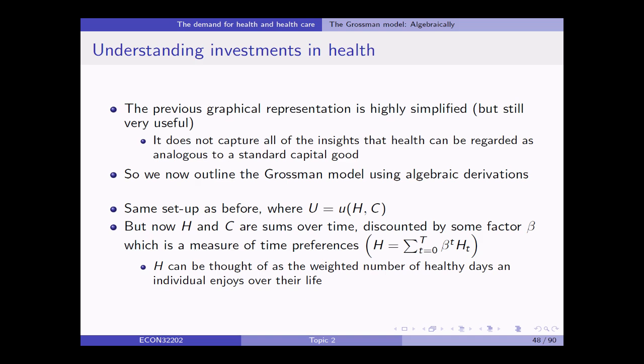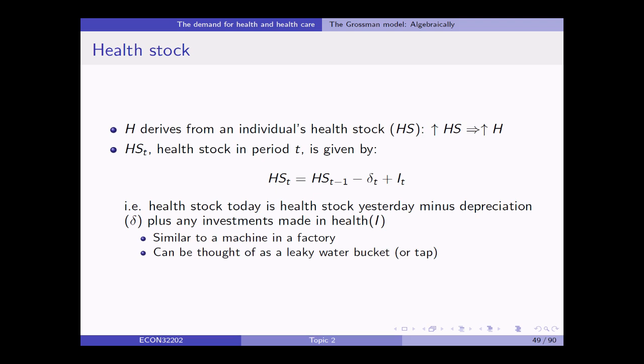And in the Grossman model in the algebraic form, health, as we said in topic 1, is really hard to think about, but Grossman thought of it as the weighted number of healthy days a person has had over their life. Capital H can be the number of healthy days you've had out of all your days that have been in good health. But health is essentially a latent factor. It's unobservable. So they use the idea of health stock to correlate with health.